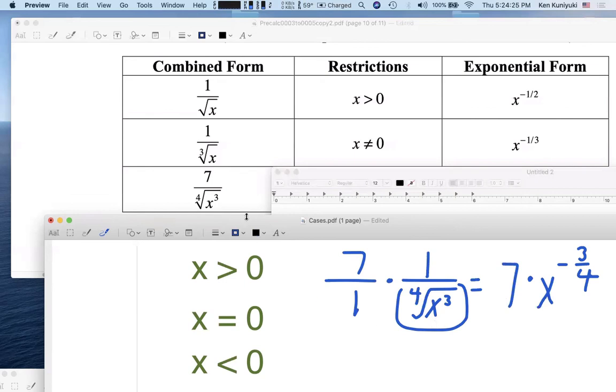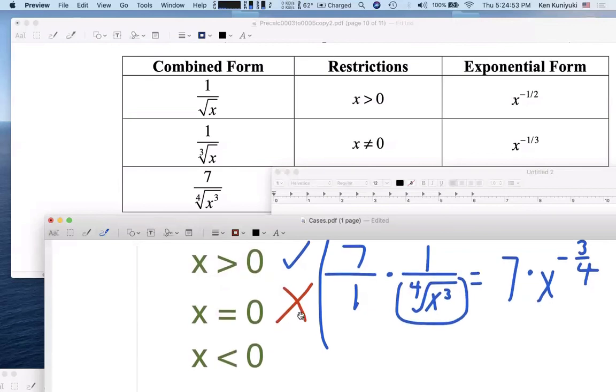And then for the restrictions, look over here in this radical form. All right, let's go through these cases. Can x be positive? Cubing a positive gives a positive. 4th root of a positive is positive. Dividing by a positive, no problem. Positive values for x, not a problem. Can x be 0? That bottom turns out to be 0. Answer is no.